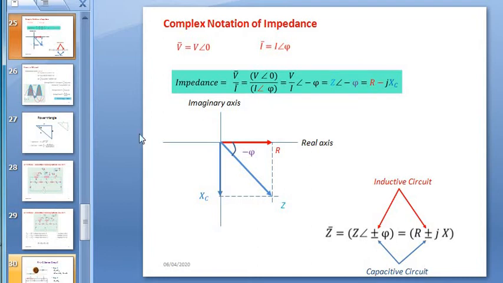Complex notation of impedance. Here V is equal to V at an angle 0 and I is equal to I at an angle plus phi. Current is leading, therefore plus phi. Therefore impedance is equal to, impedance was the ratio of V by I. V at an angle 0, I at an angle phi. V divided by I as it is. So this 0, when this phi is going to denominator, it will become minus. So this is minus of phi. Therefore impedance will become Z at an angle minus phi.